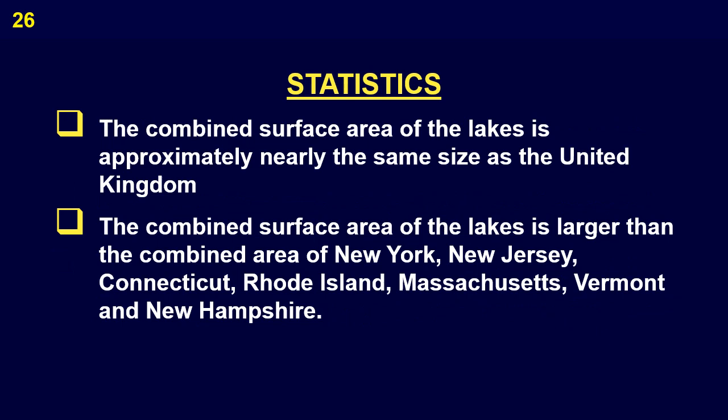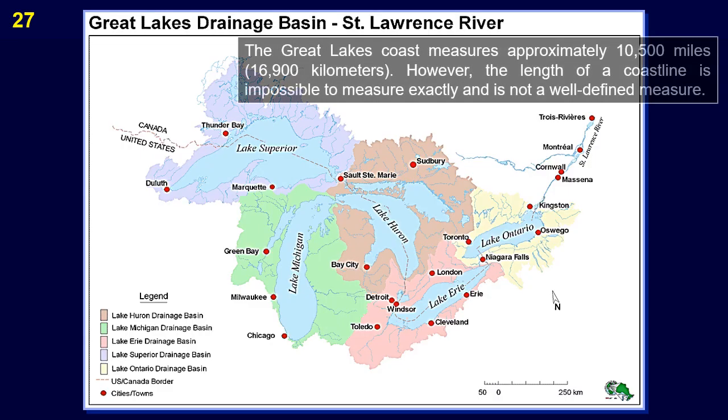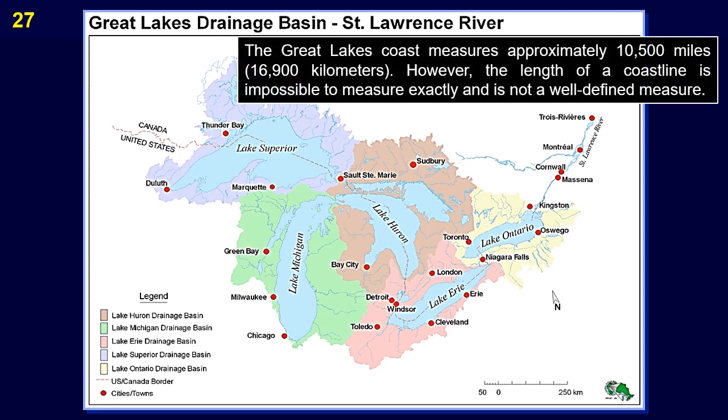The combined surface area of the lakes is nearly the same size as the United Kingdom, and larger than the U.S. states of New York, New Jersey, Connecticut, Rhode Island, Massachusetts, Vermont, and New Hampshire combined. The Great Lakes coast measures approximately 10,500 miles, 16,900 kilometers. However, the length of a coastline is impossible to measure exactly and is not a well-defined measure.